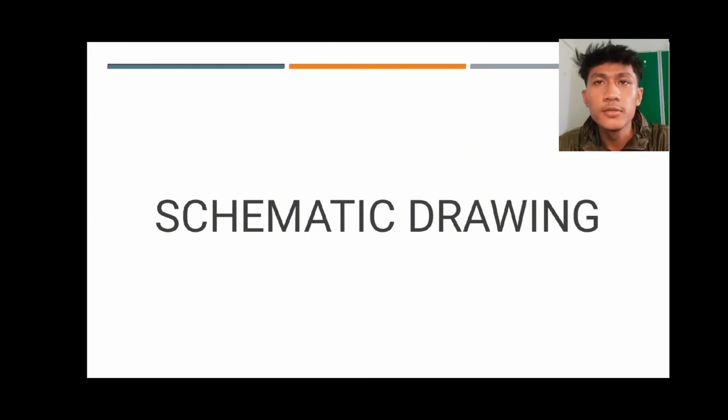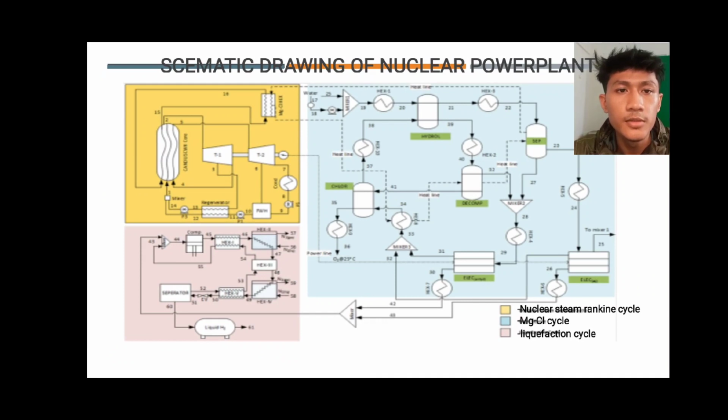Okay, now we go to schematic drawing. This is schematic drawing of nuclear power plant. As you can see, this is very complex schematic drawing because it has three different type of cycle. For the first part is nuclear steam Rankine cycle, and for the second part is MGCS cycle, and the third part is liquefaction cycle. Here I only focus on the nuclear steam Rankine cycle.